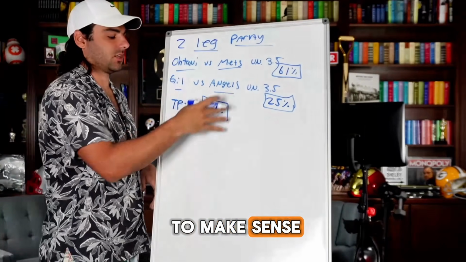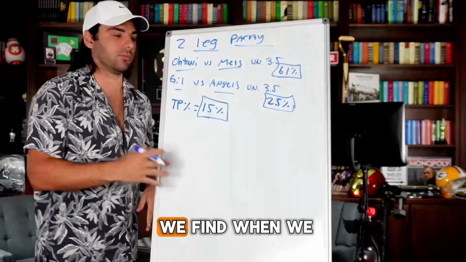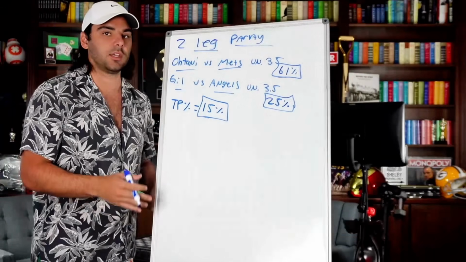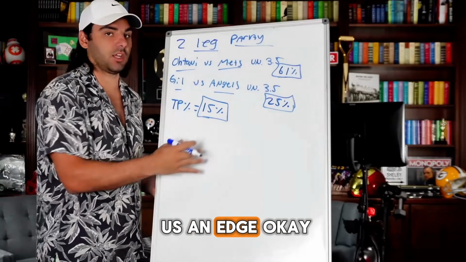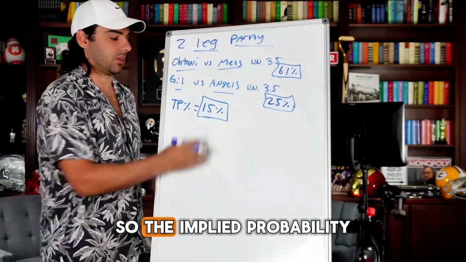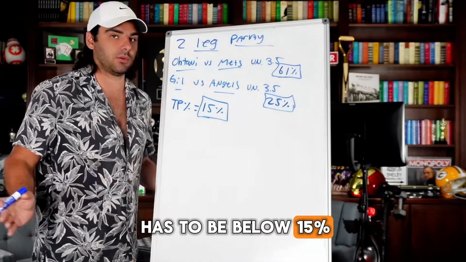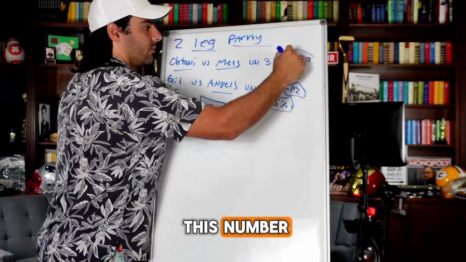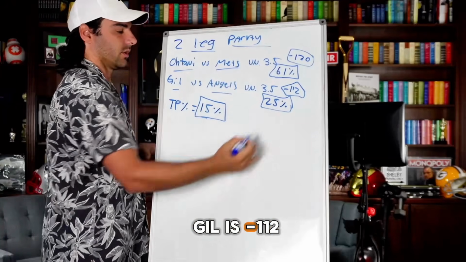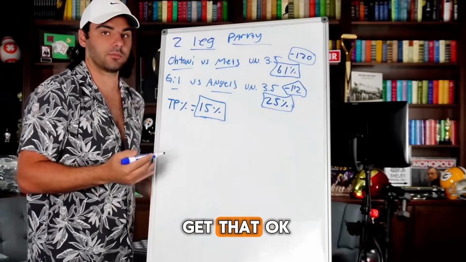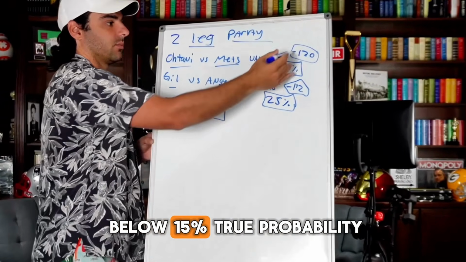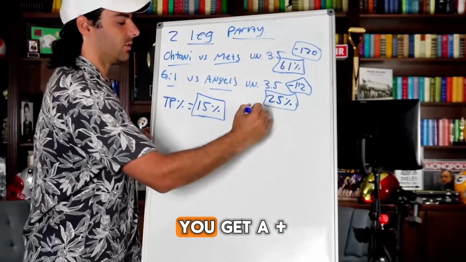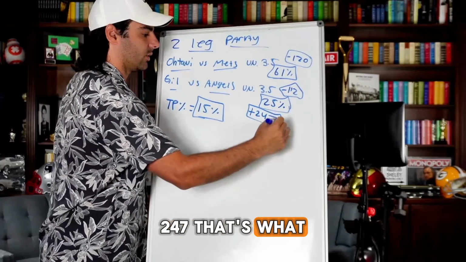So now for this to make sense, our implied probability and the odds that we find when we smash these two together has to be giving us an edge. Okay, we have to have an edge here. So the implied probability has to be below 15%. Now, with the odds being like this, because that's what these odds are at this number. Ohtani's minus 120, Gil is minus 112. You're not going to get that. Okay, you're not going to get below 15% true probability. When you put these two together, you get a plus 247. That's what your odds are going to be.